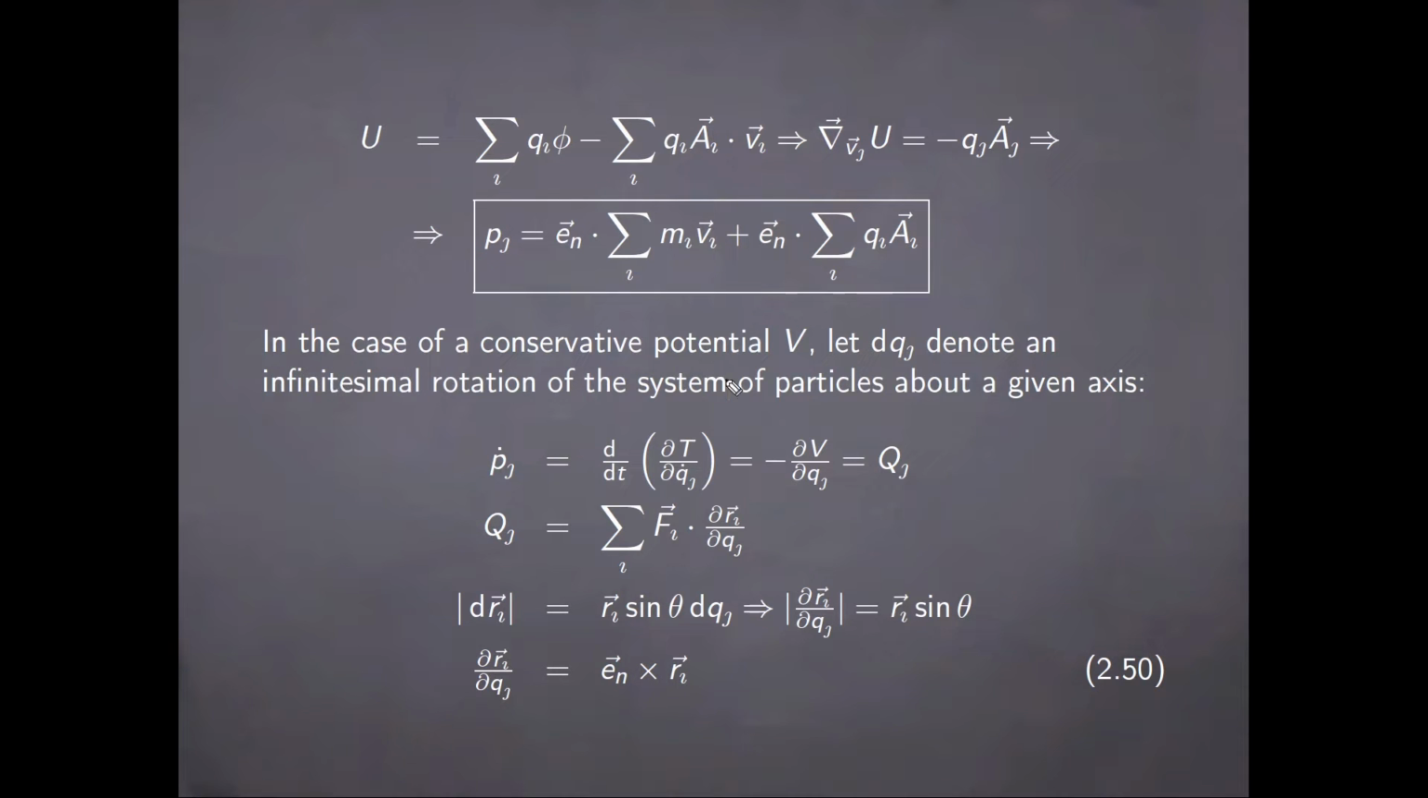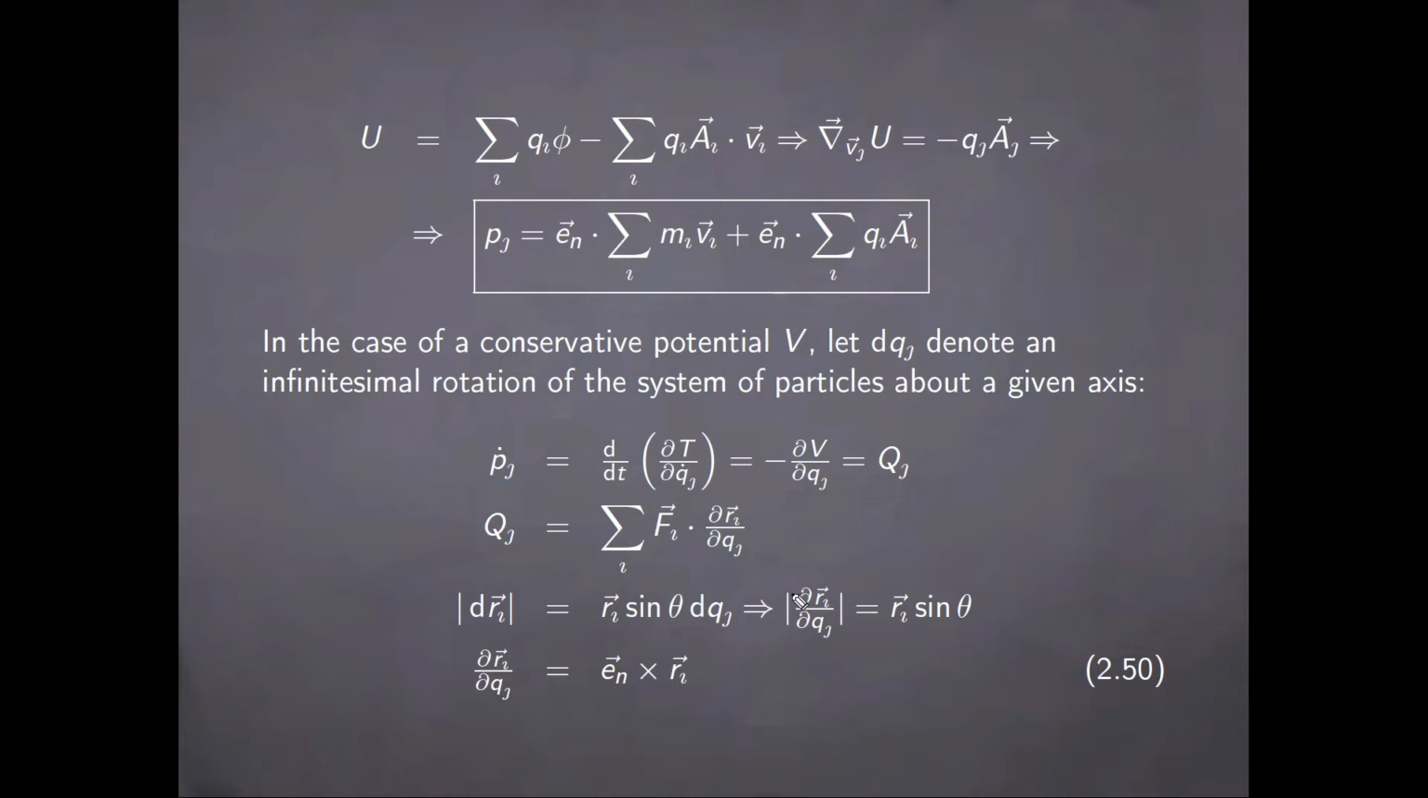Now, in the case of a conservative potential V, we can let dqj denote an infinitesimal rotation of the system of particles about a given axis. Then the first result is still generally valid. The second one is the definition of the generalized force, specifically its component j. And then the magnitude of the change in the radius vector of a given particle is simply the normal component of the vector on the axis of rotation multiplied by the angle of rotation, which is simply dqj.